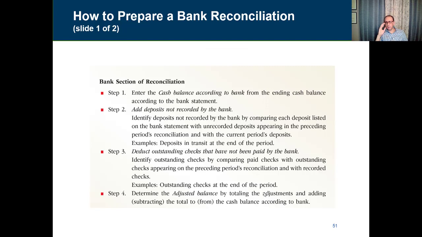So again, I'm not going to read the steps here, but it's just simple terms. We start in step number 1, and that's on the bank side, the bank section of the reconciliation. We start with the cash balance that we bring from the bank statement. We add the deposits not recorded by the bank, which we call the deposit in transit. Then we subtract or deduct the outstanding checks, and that will give us the adjusted balance.